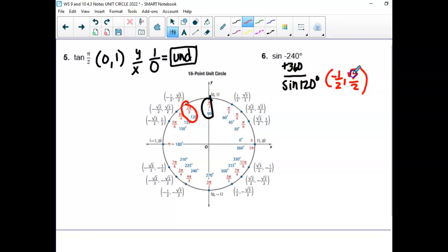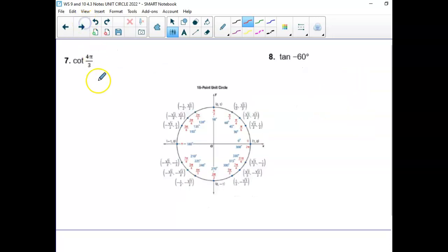So which of those is the sine? Yep, sine is y. So it's just square root of 3 over 2. Now do you see why knowing that unit circle is handy? Okay. They do get a little tricky and messy.